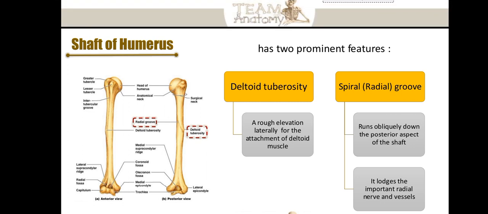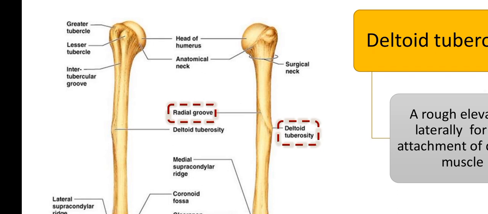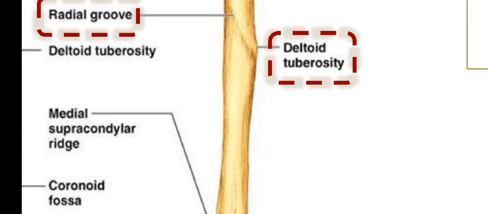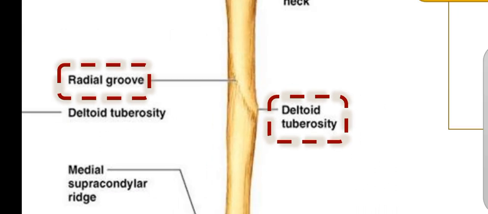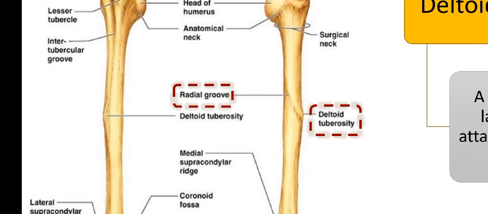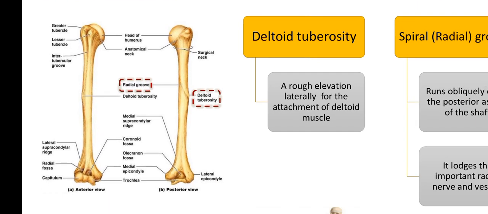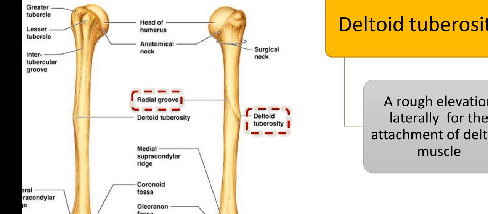Shaft of the humerus. You could see the labeling: greater tubercle, lesser tubercle, head of humerus, anatomical neck, surgical neck. See the deltoid tuberosity. Near the deltoid tuberosity, you have the radial groove, where there's a passage of the radial artery. So when you fracture the body of the shaft, you fracture the radial artery too.